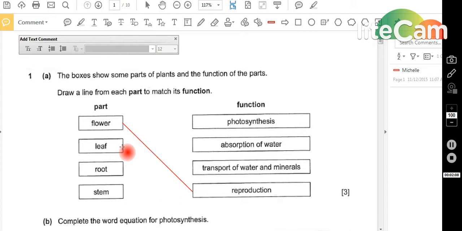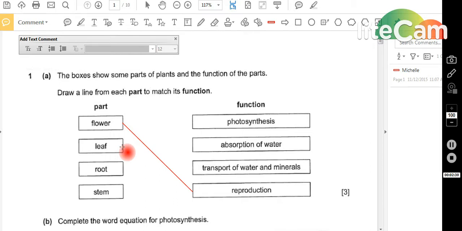Will the leaf be responsible for photosynthesis, or is the leaf going to absorb water, or is the leaf going to transport water and minerals? It's going to transport the transport of water and minerals. Okay, let's have a look at the other ones first.